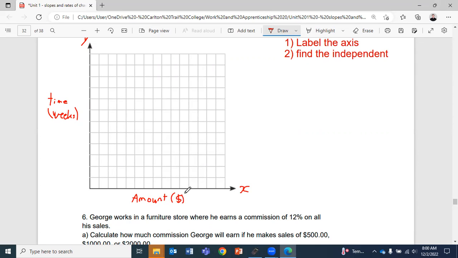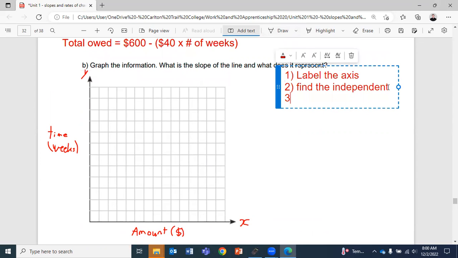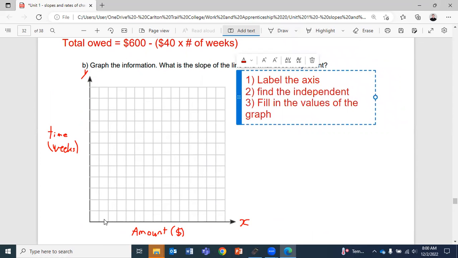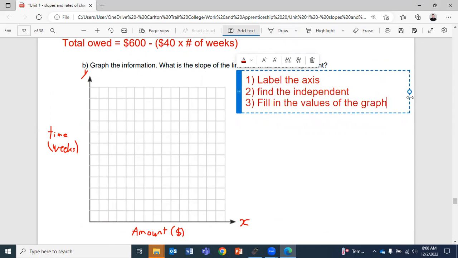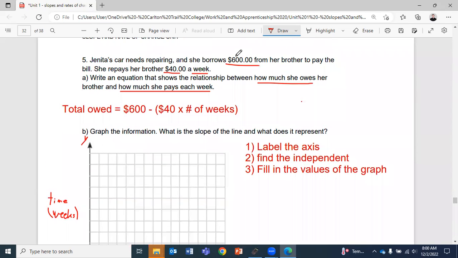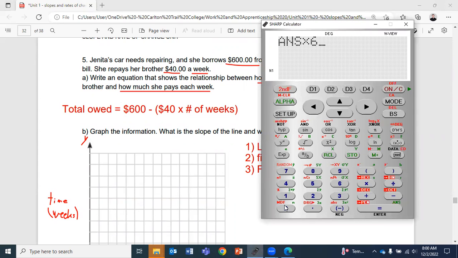So now step three is I found the independent, and that means the dependent, and I put them in the graph. Now what I need to do is fill in the values of the graph. That is the fancy way of saying I need to label all of this stuff here. So let's use our brains. Don't just go 1, 2, 3. That's not going to work. We need to use our brains, read the question before we go into it. I know that I need to go to at least $600. And I don't know how many weeks, but you could probably figure out, well, if she's paying $40 a week, can't I just do 600 divided by 40? That'll tell me the number of weeks.